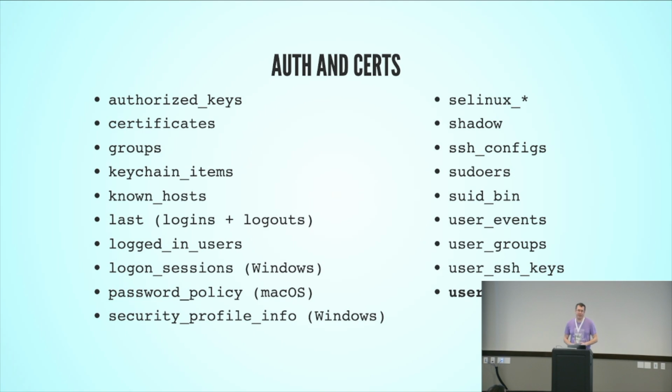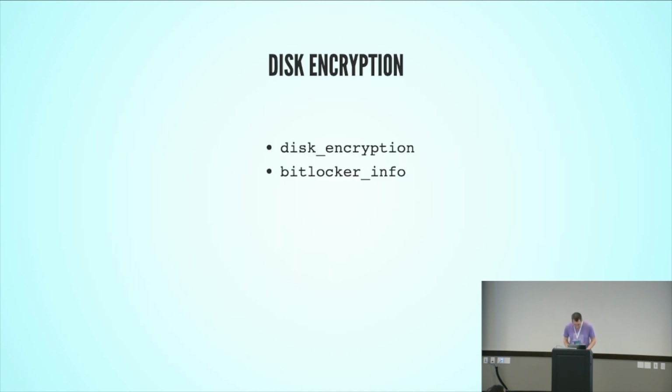You can see what certificates are being trusted, what's on the keychain, what users are logged in, what SSH keys you have, what authorized hosts you have, what known hosts you have. On disk encryption, there are separate tables for Mac OS and Linux versus Windows. The disk encryption table is for the first two of those, and BitLocker is for Windows. You'll start seeing a pattern that if there are very OS-specific representations of this data, that is going to get a different table.